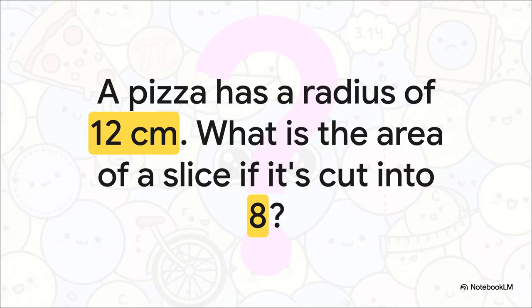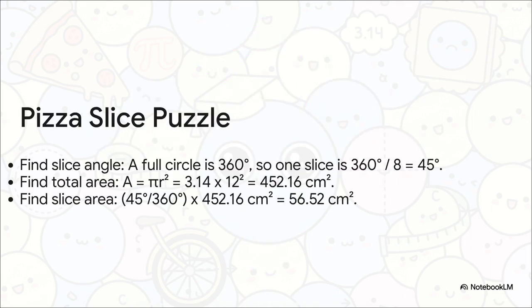All right, let's tackle one more puzzle, and this one's a little bit tastier. We've got a pizza with a 12-centimeter radius, and it's cut into 8 equal slices. The question is, what's the area of just one of those slices? And if you remember from the beginning, the official math term for a slice of pizza is a sector. This one's a 3-stepper. First, we need to think about what fraction of the whole pizza one slice actually is. A full circle is 360 degrees, right? So, if we divide that by 8 slices, each slice has an angle of 45 degrees.